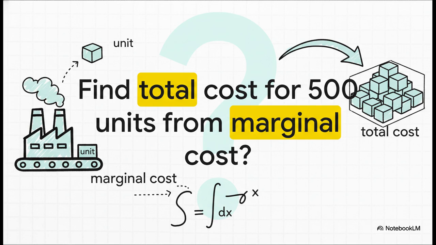So let's start with a classic business problem. Imagine you're a manager on the factory floor. You've got data telling you the exact cost to produce just one more item. That's what we call the marginal cost. But the board of directors, they're not asking about the next item. They want to know the bottom line. What's the total cost going to be for a full production run of the first 500 units? So how do you get from the cost of one to the cost of all of them?